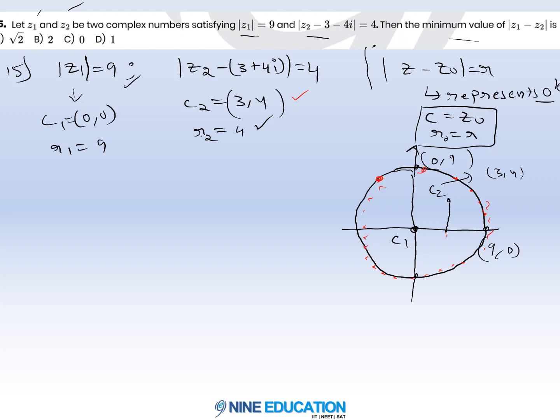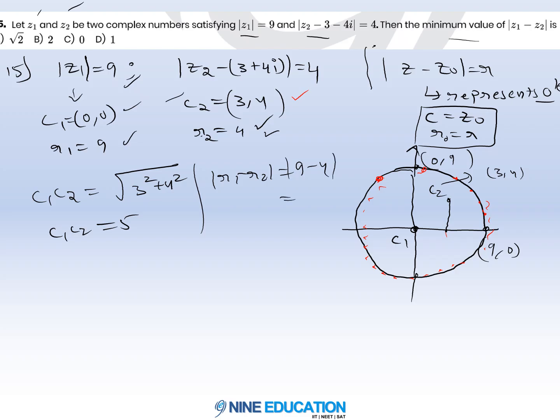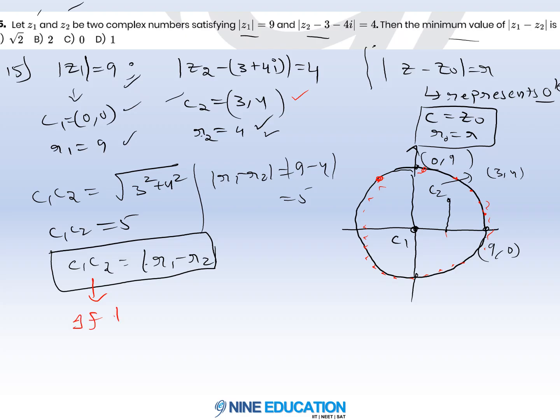We know the conditions for relative position of circles, for which we are supposed to find the distance between centers. C1C2 is root over 3 square plus 4 square, which is 5. And if you observe, mod R1 minus R2 is 9 minus 4, which is 5. So we are getting C1C2 equals mod of R1 minus R2. This is the condition we get if two circles are touching internally, right? So that means our circle 2 will be touching circle 1 internally here.